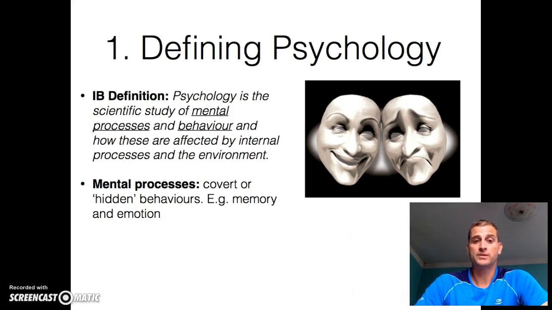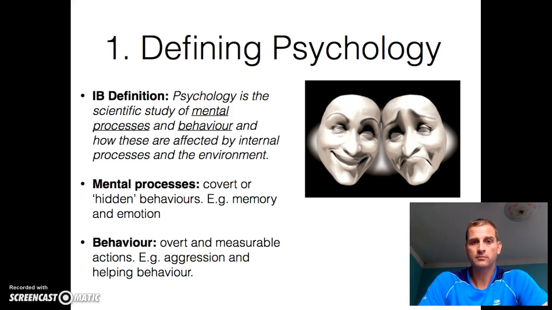First of all, mental processes. These are the covert or hidden behaviors, for example, memory and emotion. So these are things we can't see, but we might be able to indirectly measure. And behavior, as you might understand, is the more overt or measurable actions. These are things that we can see, for example, aggression or the behavior of people helping one another.